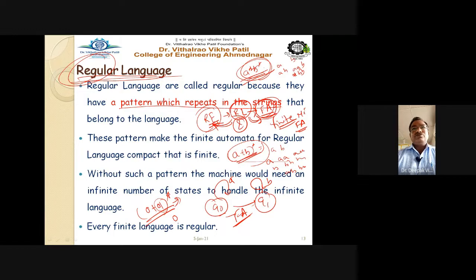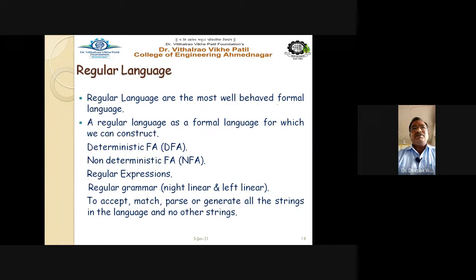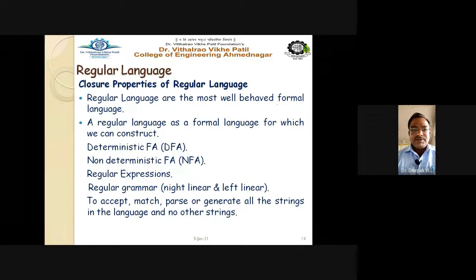Getting this point? So the next point in the regular language is the closure properties of a regular language. Let us see why they are called closure properties, or we can call them the characteristics of regular language. These are important points to be remembered with reference to our regular language. Regular languages are the most well behaved formal languages. So it is a kind of formal language.